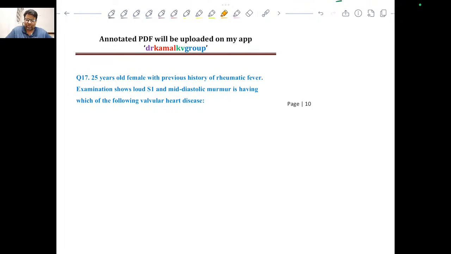Next question. A 25 years old female with previous history of rheumatic fever, examination shows loud S1 and mid diastolic murmur.